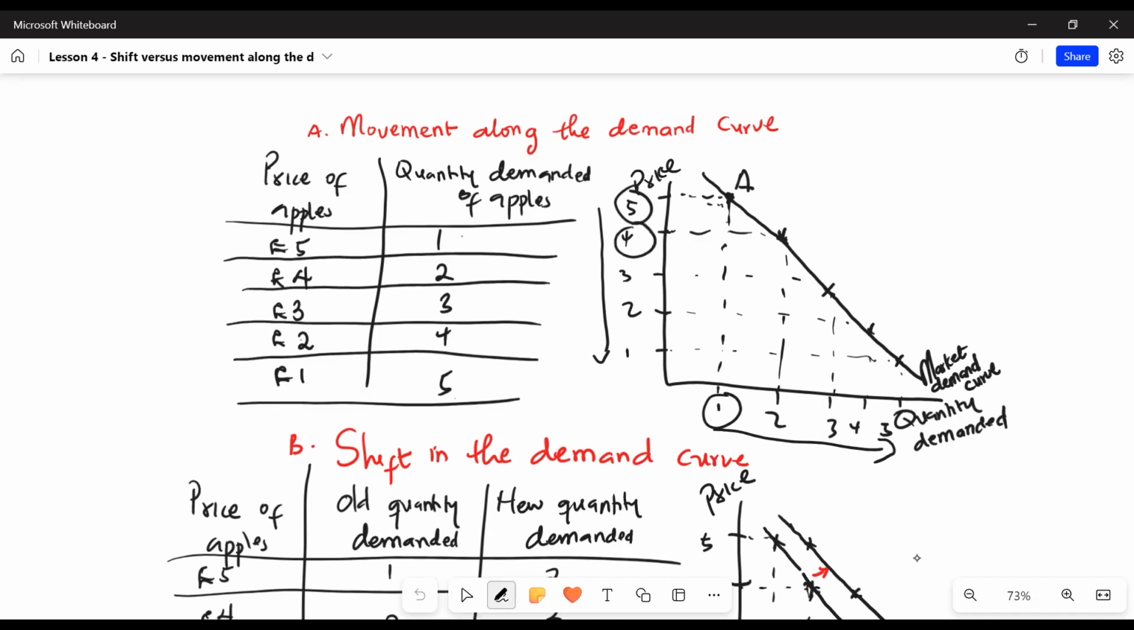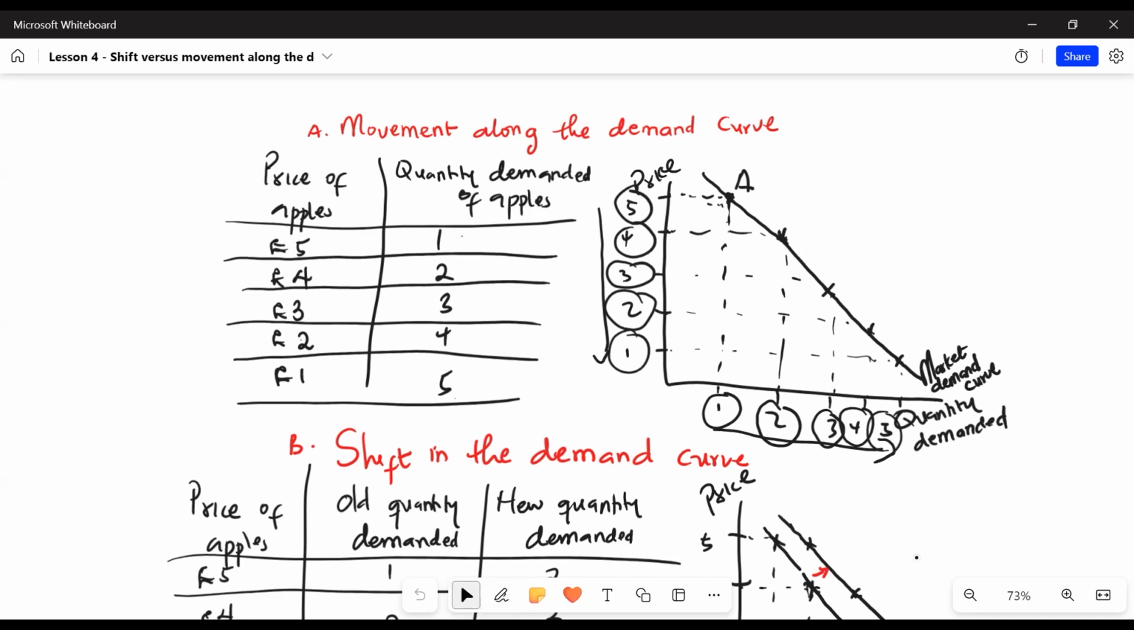When price is 4, quantity demanded increased to 2. When price is 3, quantity demanded increased to 3. When price reduced to 2, quantity demanded increased to 4. And when price reduced to 1, quantity demanded increased to 5.